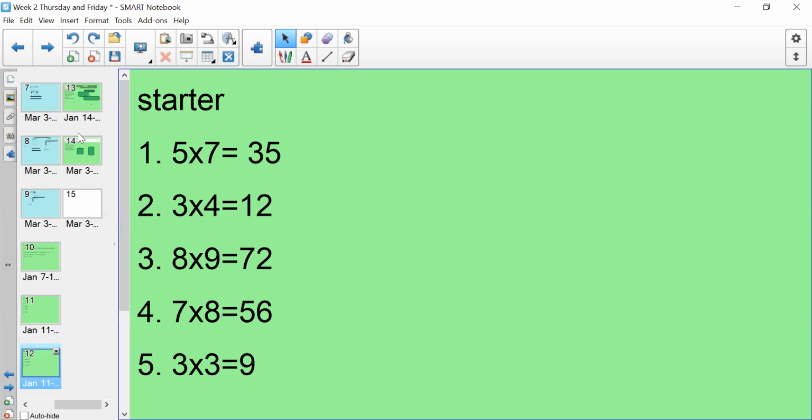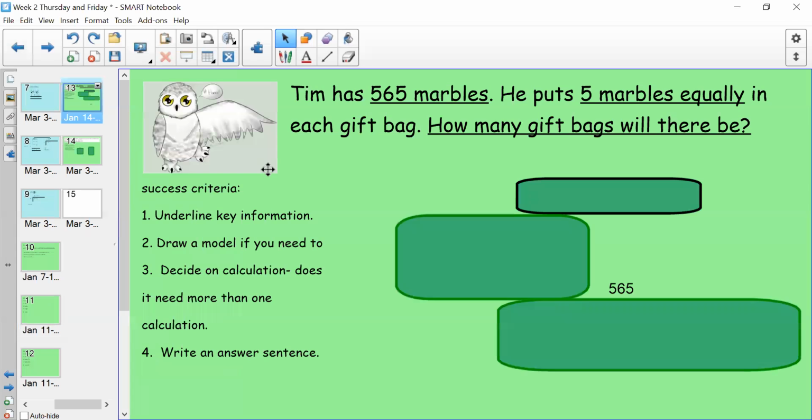Okay, so I'm going to go through two word problems with you. So the first word problem is: Tim has 565 marbles. He puts 5 marbles equally into each gift bag. How many gift bags will there be?